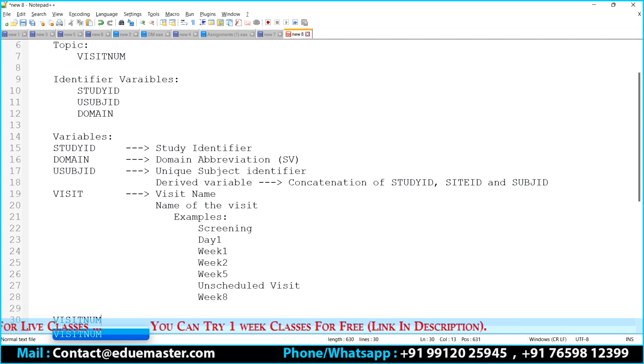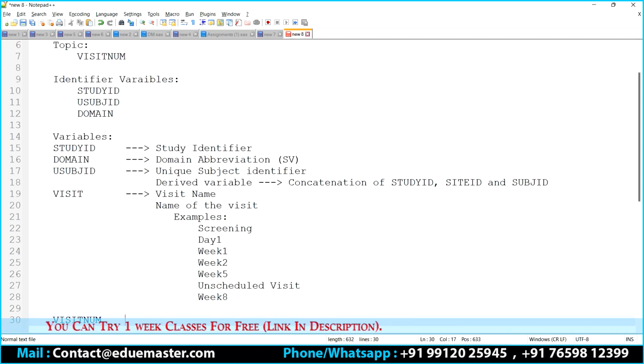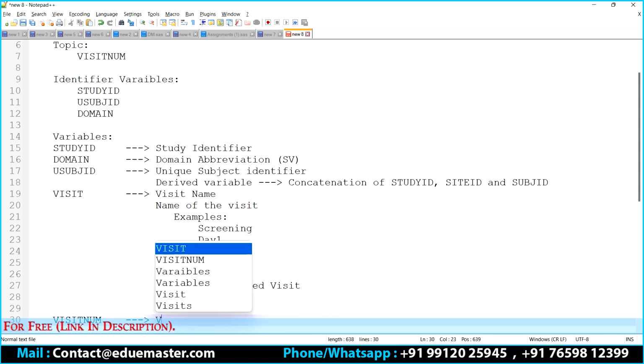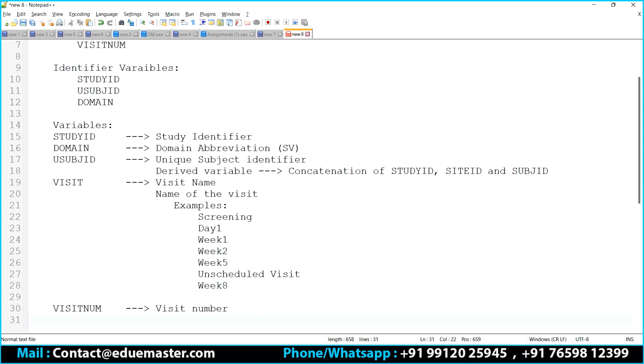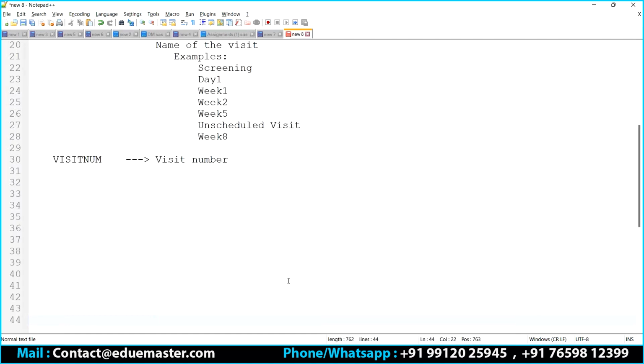Visit number, the most important and crucial one. You already identified it as a topic variable, correct? It is simply the visit number. It is also a topic variable to us. We already discussed it at the top. Remember this particular one, you can actually get it from the TV domain. Sanchi, this is what I have been telling you. So this one will be populated based on the TV domain, right?